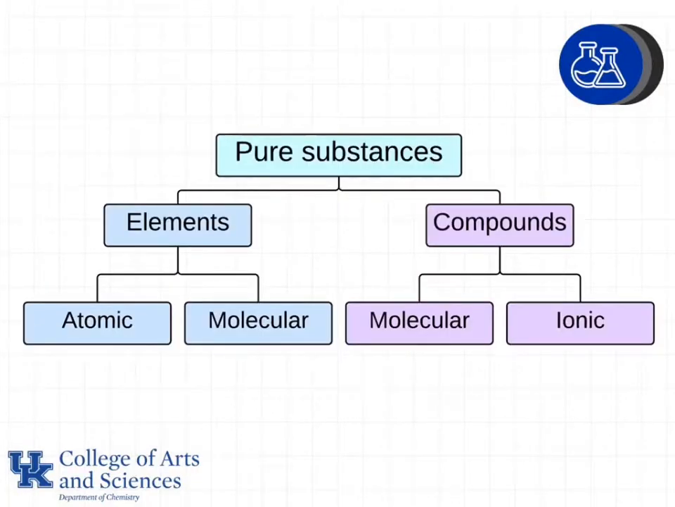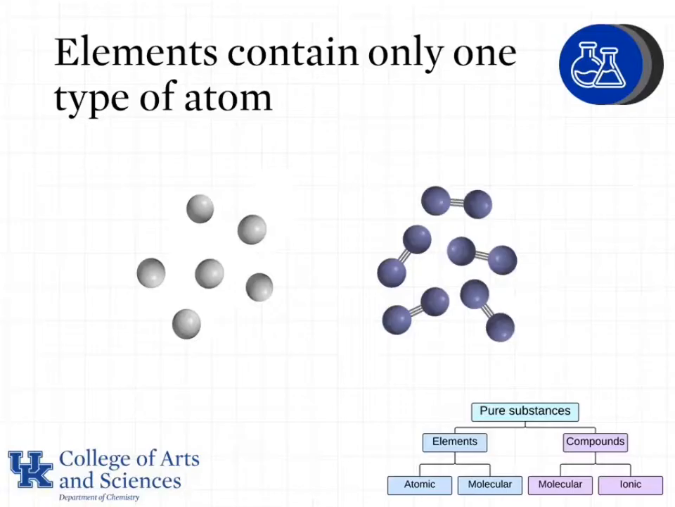Let's look in more detail at the pure substances section of this diagram. We're going to look at elements and compounds, and then we're going to further break that down into atomic and molecular elements, as well as molecular and ionic compounds. Let's first look at elements. Elements contain only one type of atom.